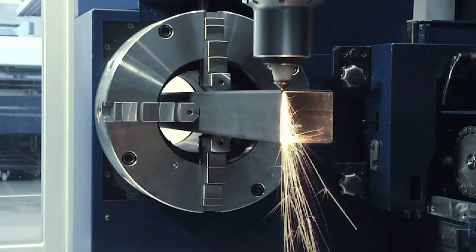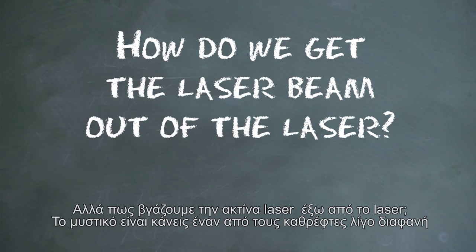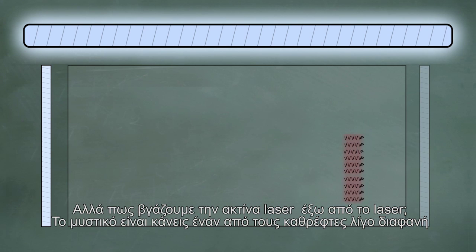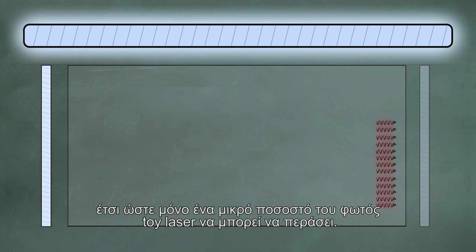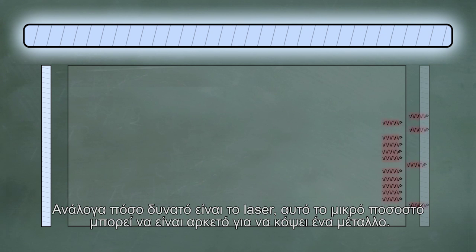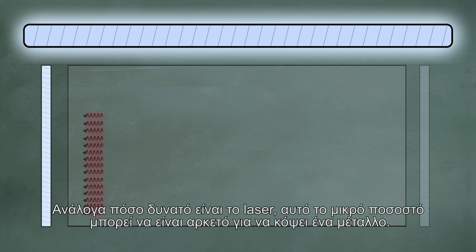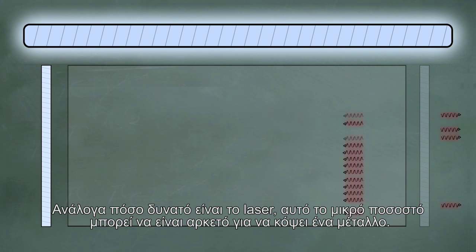But how do we get the laser beam out of the laser? The trick is to make one of the mirrors a little bit transparent, so that just a few % of the laser light can pass. Depending on the strength of the laser, these few % can be enough to cut through metal.